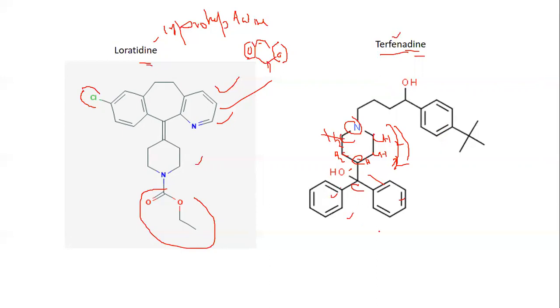Fen stands for phenyl. Two phenyl groups are there, so this is fen. Okay, so this is terfenadine. Okay. Phenyl piperidine group of compound. So like this, you can remember the basic code. If you can't remember the exact substituent, at least you need to remember the basic code like this.